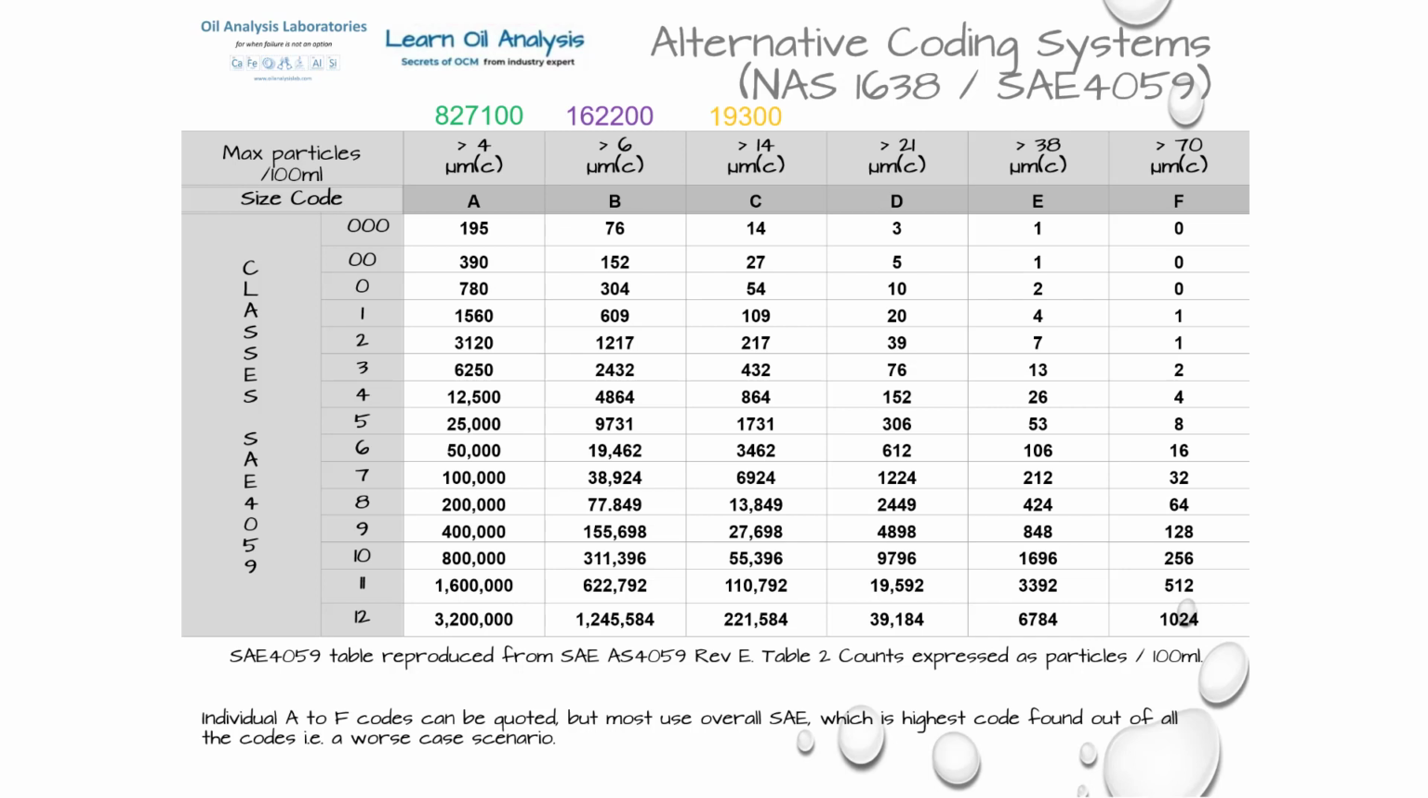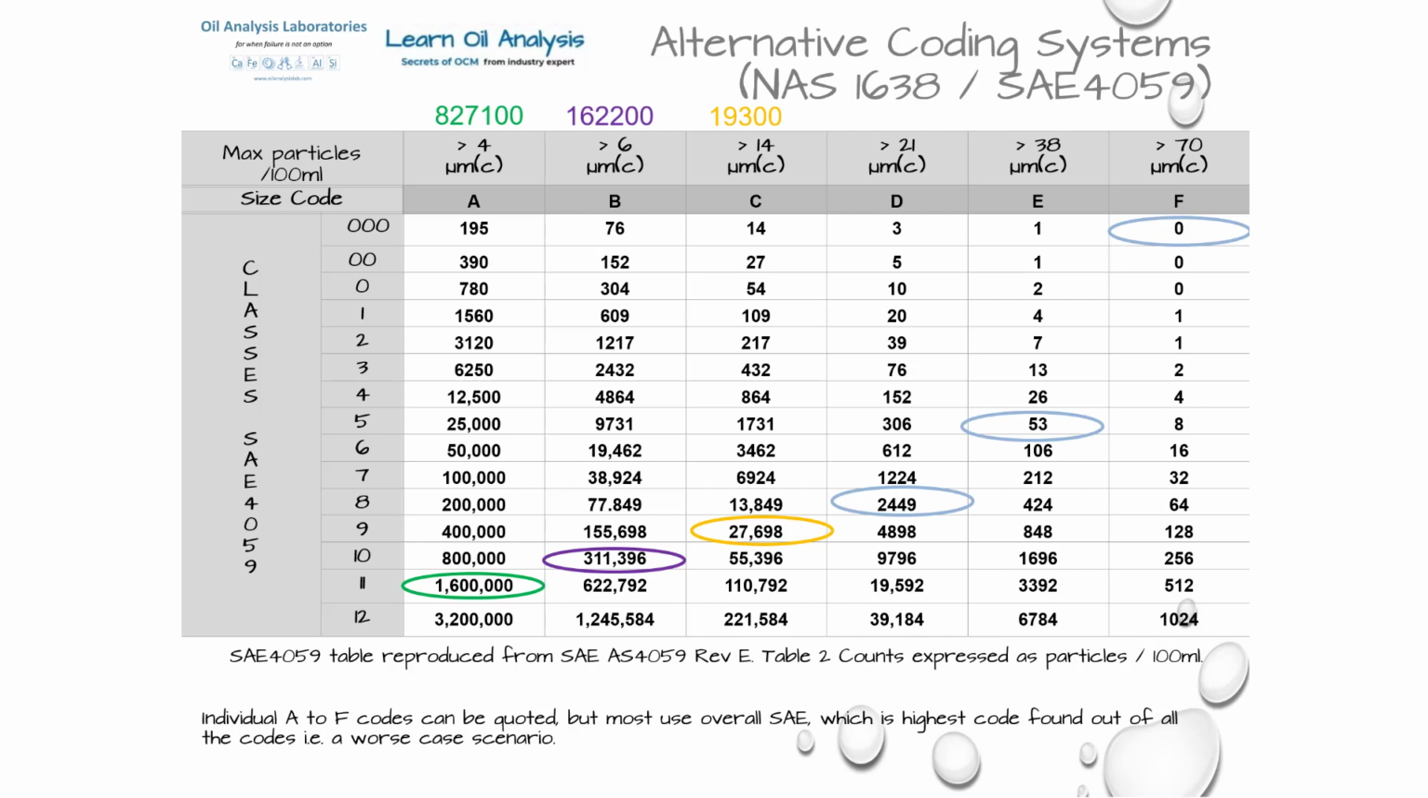For instance, 827,100 is too big to fit in class 10, and so falls into class 11. So my codes for A, B and C gave classes of 11, 10 and 9. Although not part of the ISO 4406, let's fill in the other counts for the three sizes too. As you can see, there were no particles detected greater than 70 microns, so the class for F was 000.